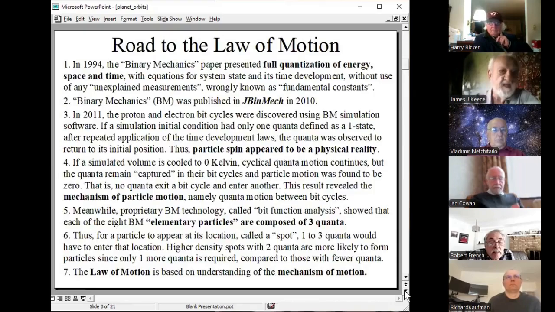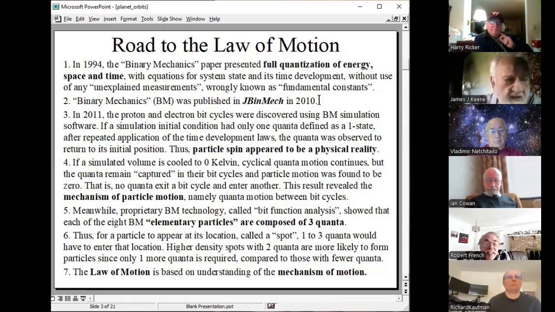In 1994, the binary mechanics paper presented full quantization of energy, space, and time, with equations for system state and its time development, without use of any unexplained measurements wrongly known as fundamental constants. As you know, these unexplained measurements are input values in the standard model presented by particle physicists. Binary Mechanics was published in the Journal of Binary Mechanics, which is online, in 2010.